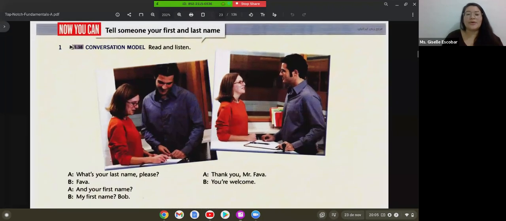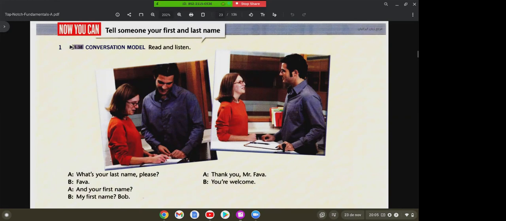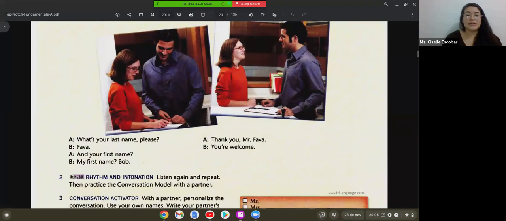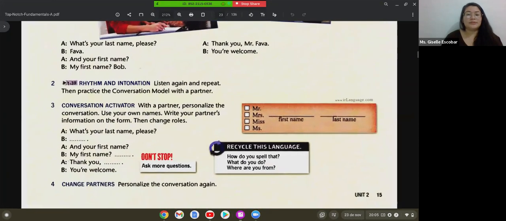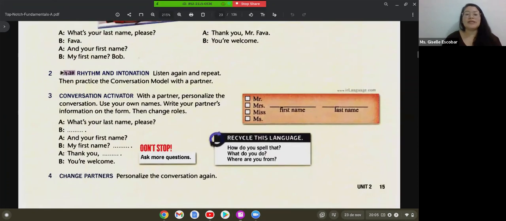Okay. Any other question? No question. No? Okay, let's continue. So we have a conversation activator. With a partner, personalize the conversation. Use your own names. Write your partner's information on the form. Then change roles.